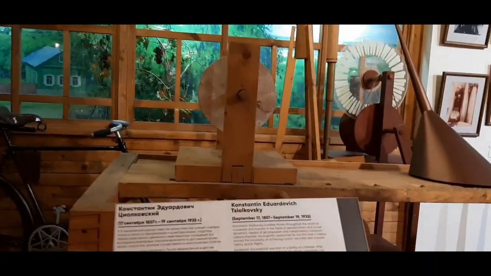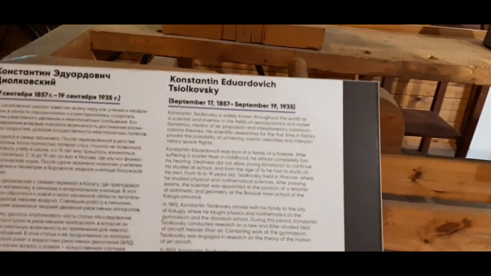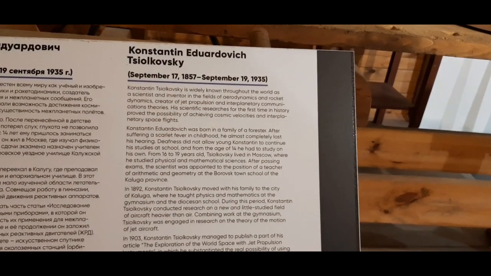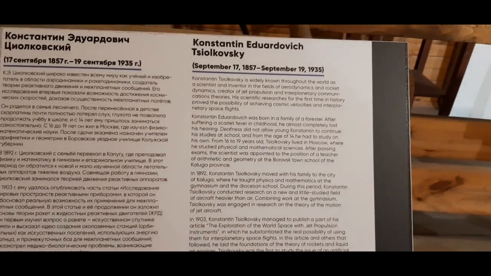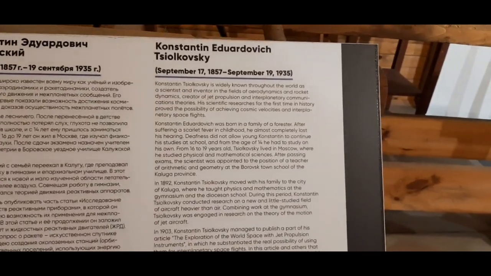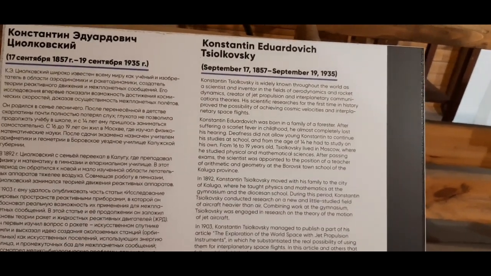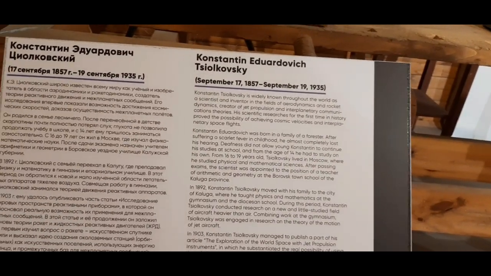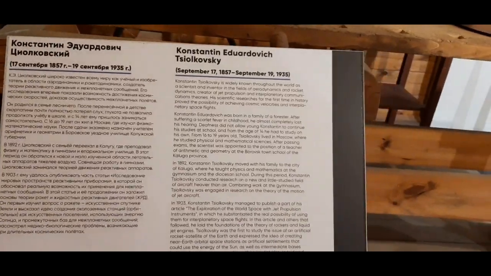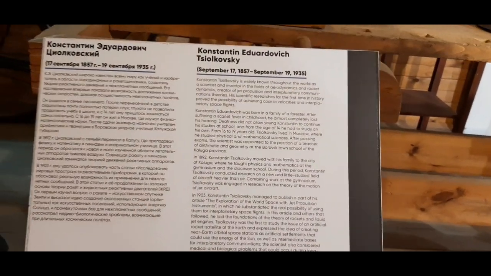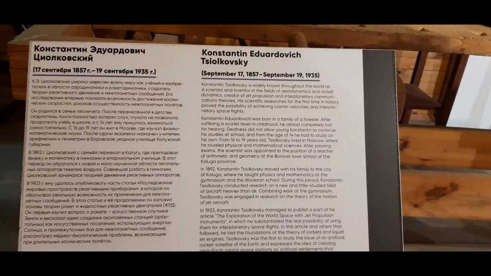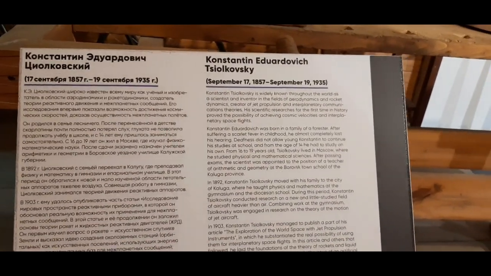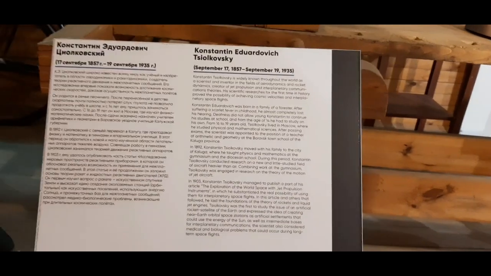Ito, Konstantin Eduardovich, September 17, 1857 to September 19, 1935. Is widely known throughout the world as a scientist and inventor in the field of aerodynamics and rocket dynamics, creator of jet propulsion and interplanetary communication theories. This scientific researcher for the first time in history for the possibility of achieving cosmic velocities and interplanetary space flight.